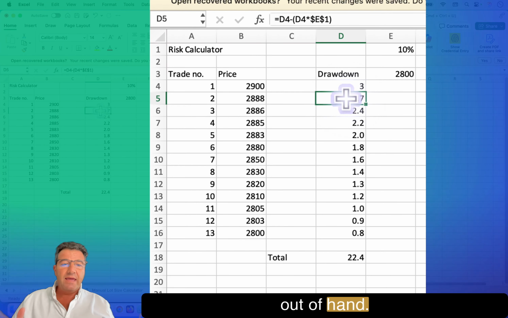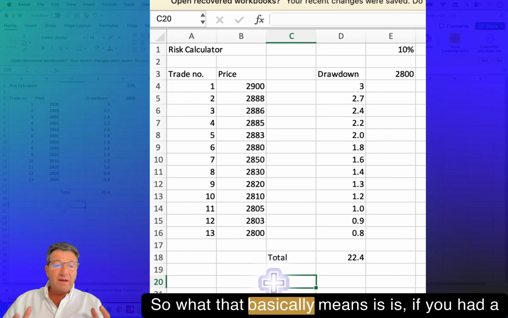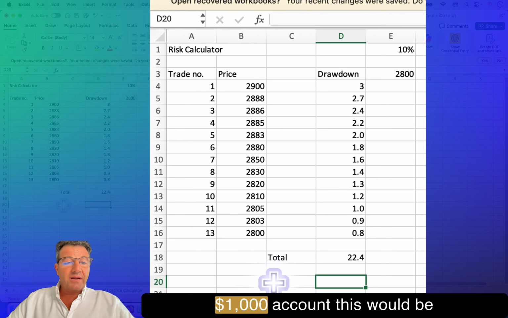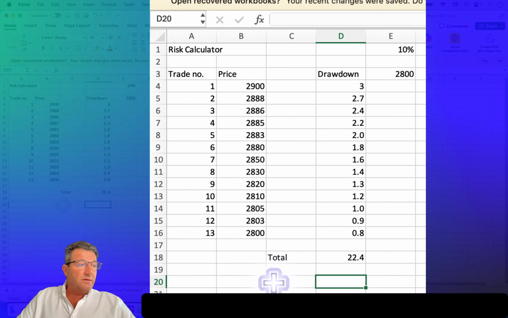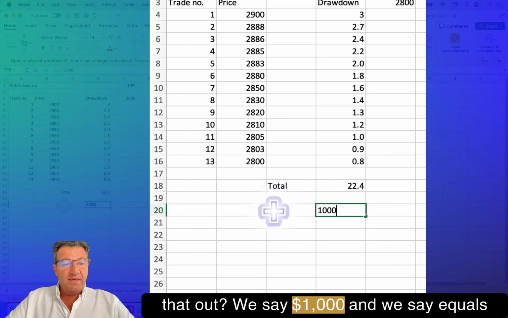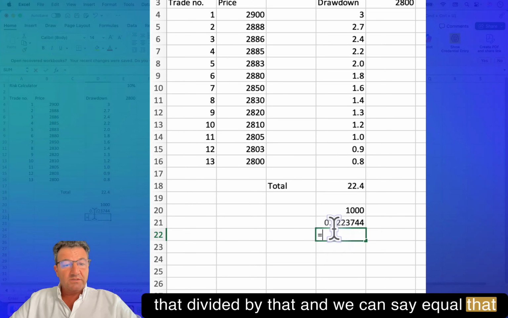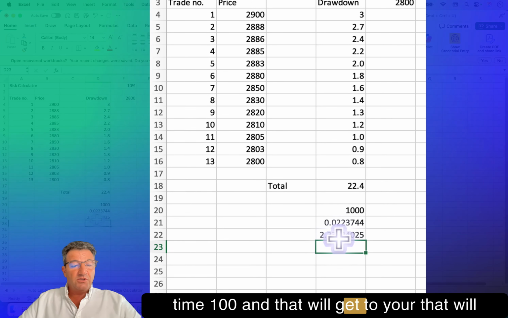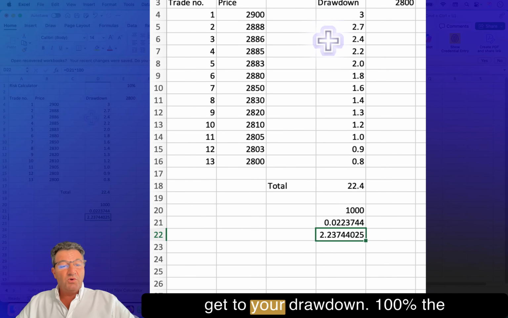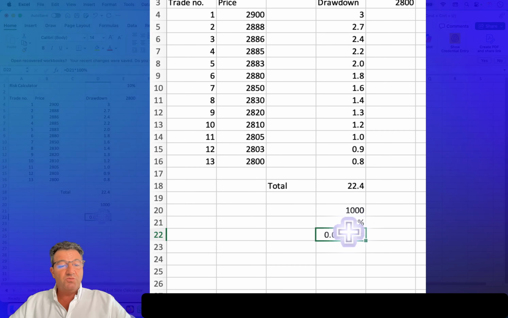So as the robot starts opening trades, the distance between trades increases so that your drawdown doesn't get out of hand. So let's say hypothetically, the robot opened 13 trades, and this is on one chart, and your drawdown was $22. What that basically means is if you had a $1,000 account, this would be a 2% drawdown in totality. So how do we work that out? We say $22 divided by $1,000, equals that times 100, and that'll get to your drawdown percentage. It's 2%, as you can see.